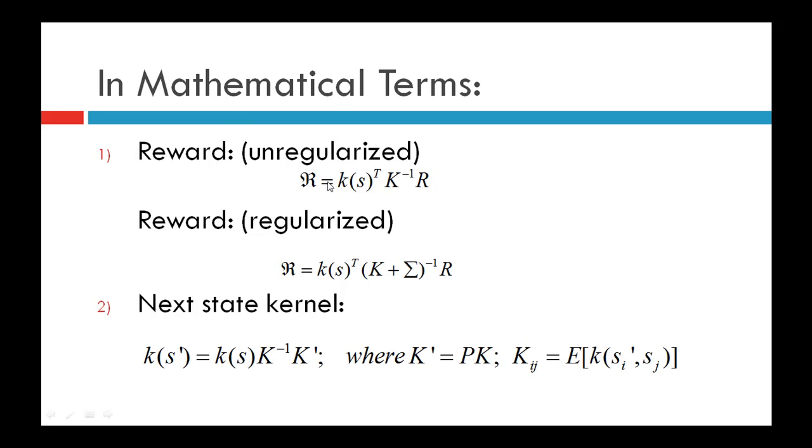And therefore the expected reward for the unregularized case is given as k of S transpose K inverse R, and for the regularized model it is given as k of S transpose (K plus sigma) inverse times R, where this matrix K is defined as the kernel matrix whose components i, j are given as k of Si, Sj, which is defined as phi Si transpose phi Sj.